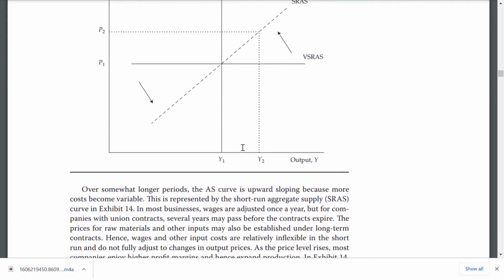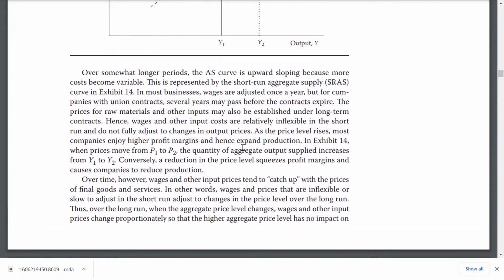Over somewhat longer periods, the AS curve is upward sloping because more costs become variable. This is represented by the short-run aggregate supply, or the SRAS curve, in Exhibit 14. In most businesses, wages are adjusted once a year, but for companies with union contracts, several years may pass before contracts expire. The prices of raw materials and other inputs may also be established under long-run contracts. Hence, wages and other input costs are relatively inflexible in the short run and do not fully adjust to changes in output prices.